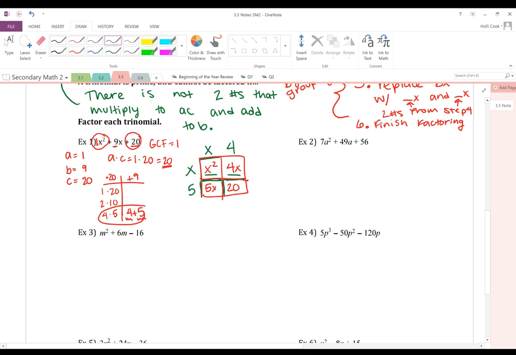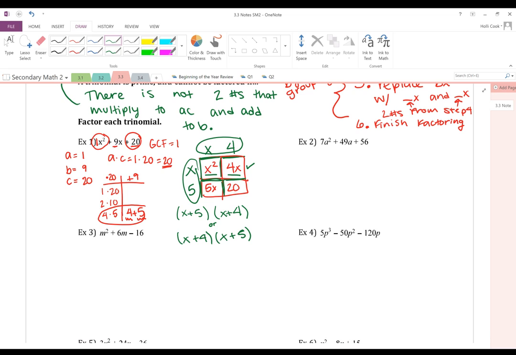That would be 4. And we always double check our last box. Is x times 4 4x? Yes. So we know our answer is x plus 5 times x plus 4. So the sides are our answer, just like in 3.2. You can also write x plus 4 times x plus 5. Remember, it doesn't matter which order they're in, as long as these two are together and these two are together. All right, so that's example 1.